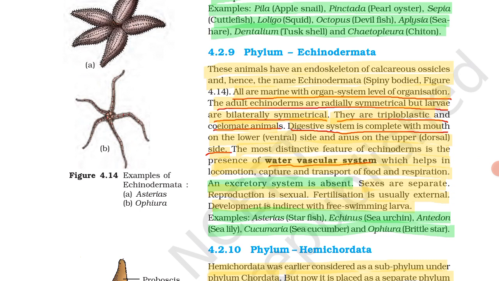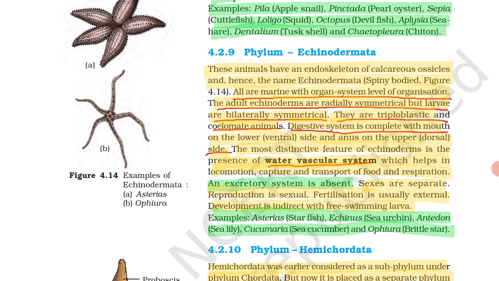The most important point from this phylum Echinodermata is that adult echinoderms show radial symmetry. So they may ask a question from this symmetry: Echinodermata has which kind of symmetry? Keep in mind adults have radial symmetry and larvae have bilateral symmetry.